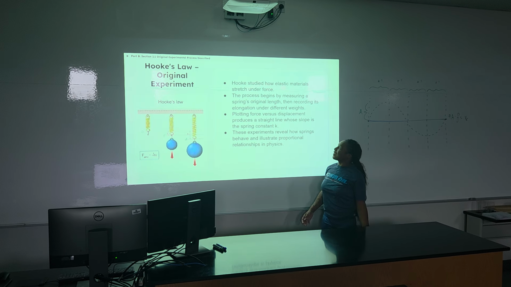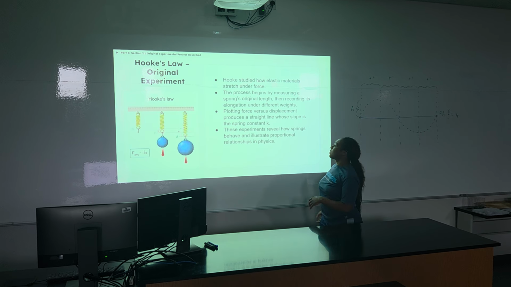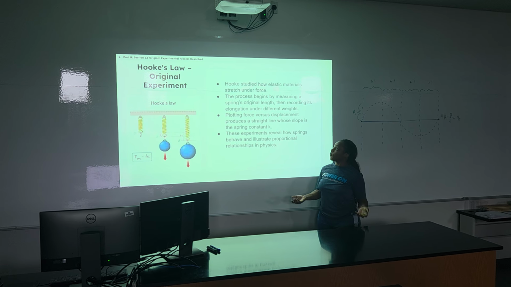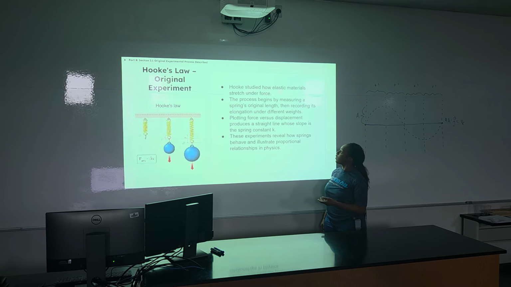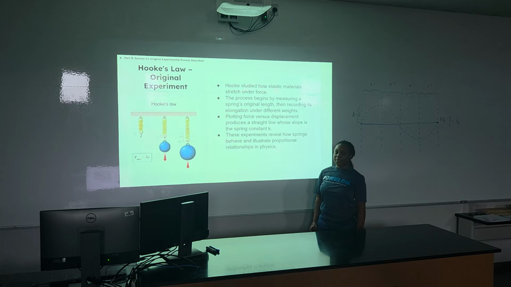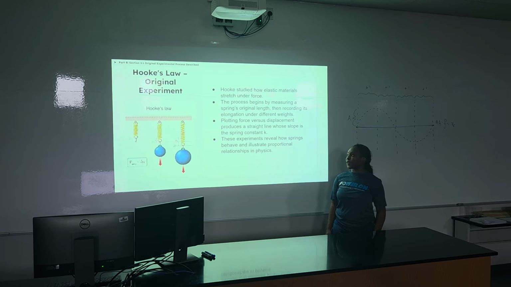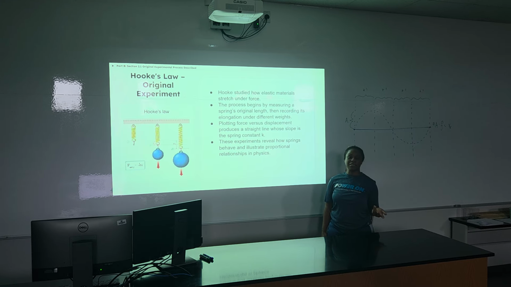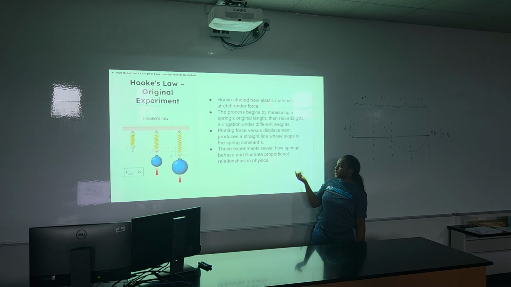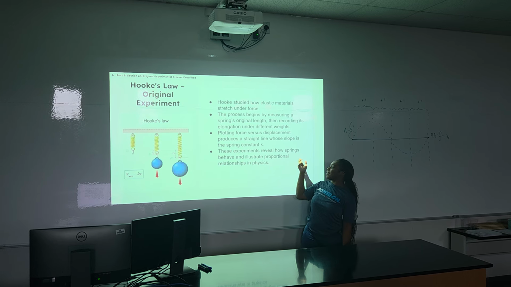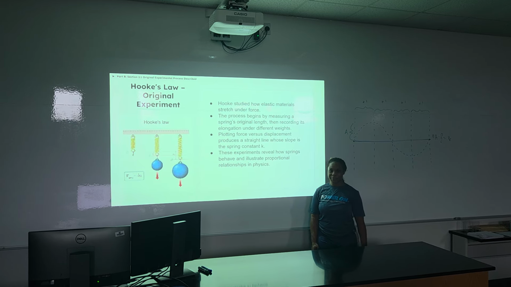Okay, so Hooke studied how elastic materials stretch under force. The process begins by measuring a spring's original length, then recording the elongation under different weights. Plotting force versus displacement produces a straight line, whose slope is the spring constant. These experiments revealed how springs behave and illustrate proportional relationships in physics.